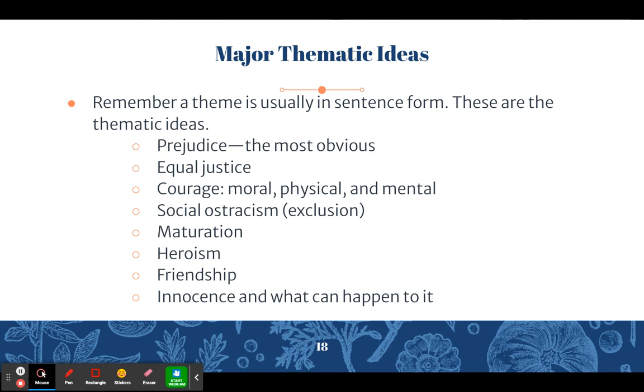So that is the introduction to the book. We're going to start off with reading chapter 1, which is going to give us really just kind of a background exposition to the characters, the people, the setting of Maycomb and Scout and Jem and their father Atticus.